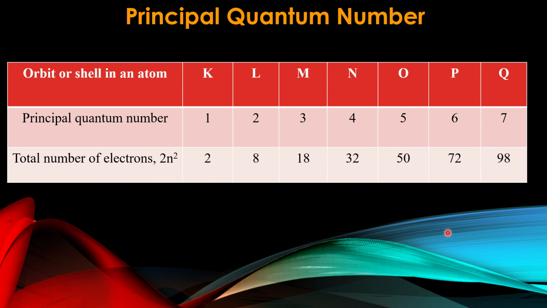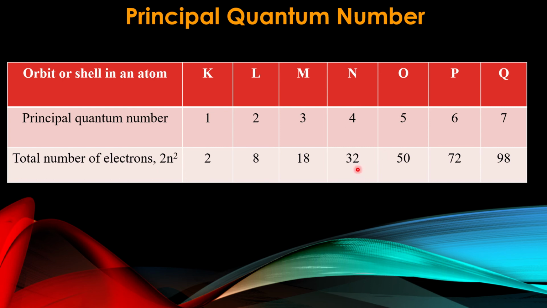Here look at the table. Here this is K shell. That means for K shell principal quantum number is 1. It is the first shell. And the total number of electrons calculated by the 2n squared formula is 2. In this way, L shell principal quantum number 2, maximum electron holding capacity 8. M shell the principal quantum number is 3 and the maximum electron holding capacity is 18. N shell, that means K, L, M, N, this is the fourth shell, principal quantum number is 4 and the maximum electron holding capacity is 32.